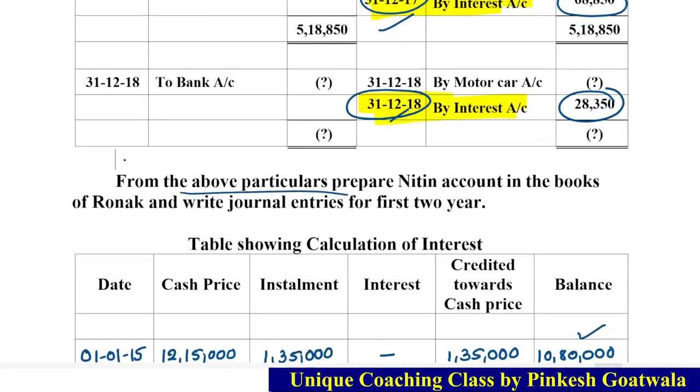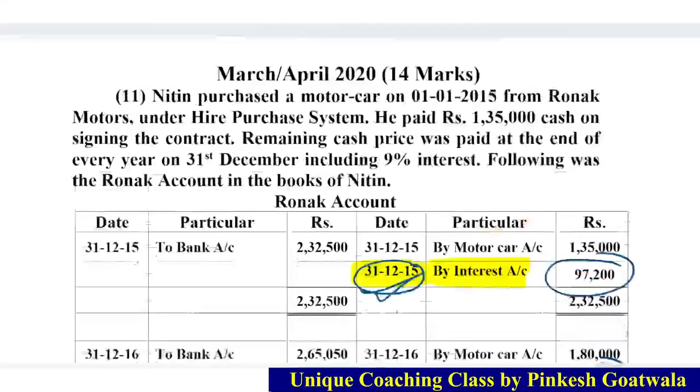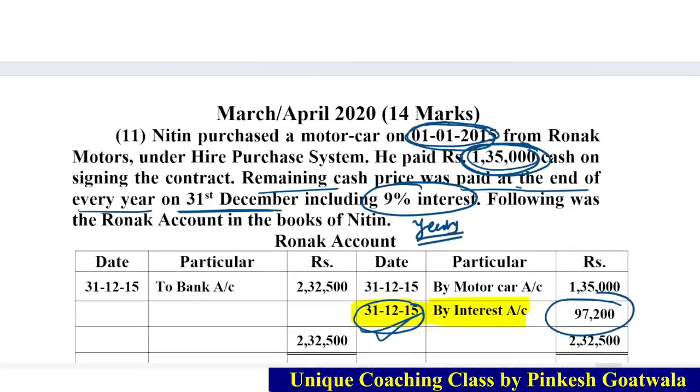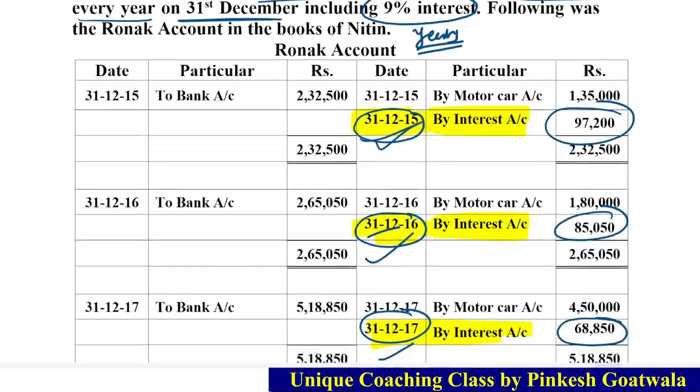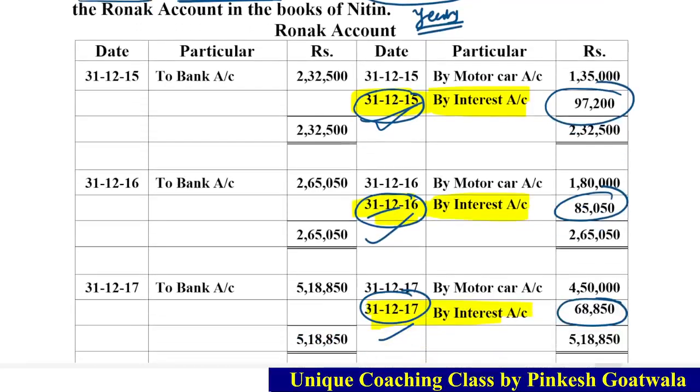From the above particulars, prepare the knitting account in the books of Ronak and write journal entries for the first year. Okay, so knitting account in the books of Ronak. Who is Ronak? Okay, so here Ronak is a seller. So in the seller's account you have to prepare the knitting account and the journal for 2 years.